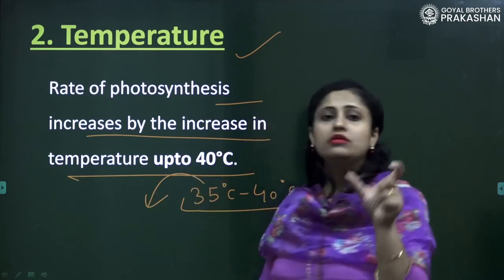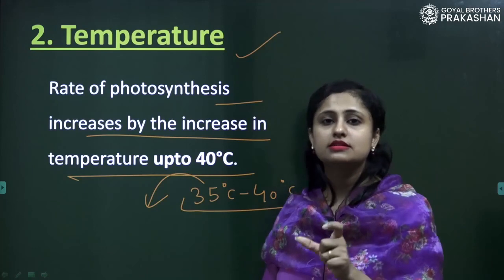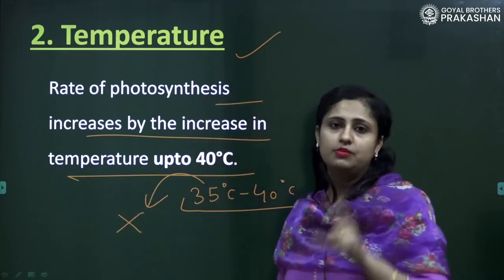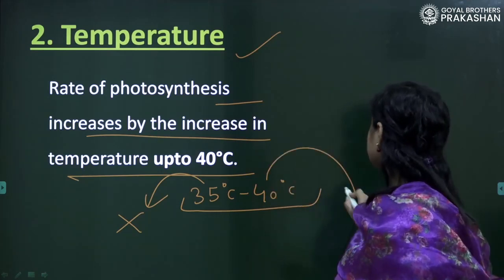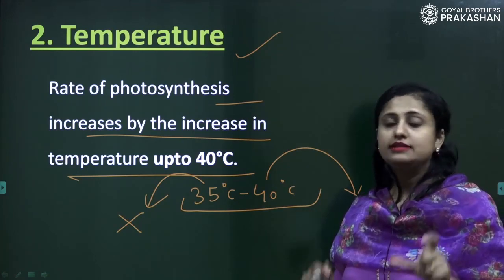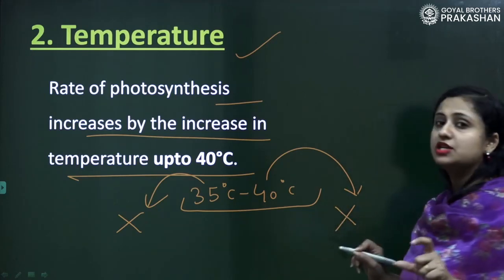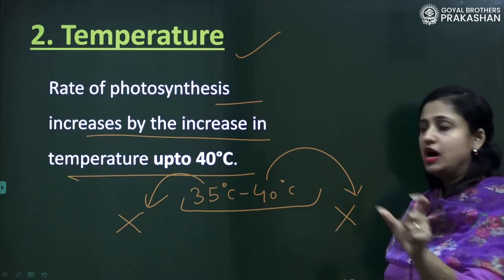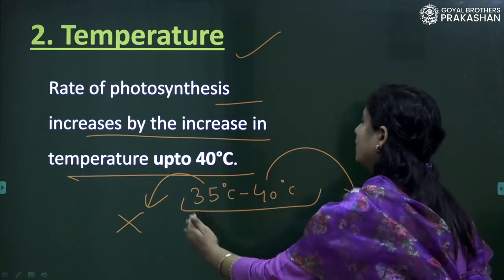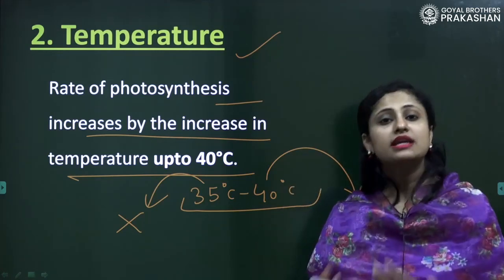Below this range, that is below 35 degrees Celsius, the photosynthesis cannot take place. And above this range, the enzyme gets denatured, and as a result, the photosynthesis cannot take place above this temperature, that is, after the range of 35 to 40 degrees Celsius. So, this is the only optimum temperature range at which photosynthesis can take place.